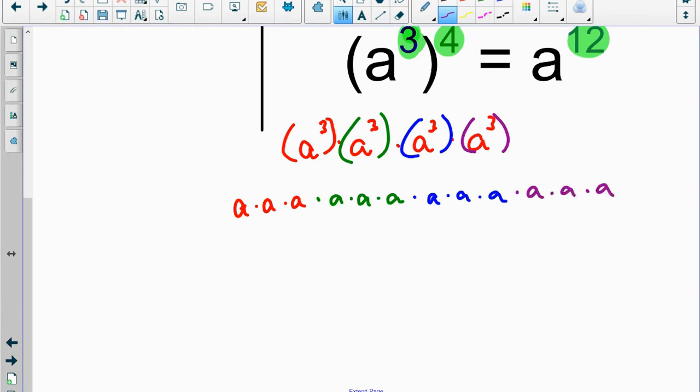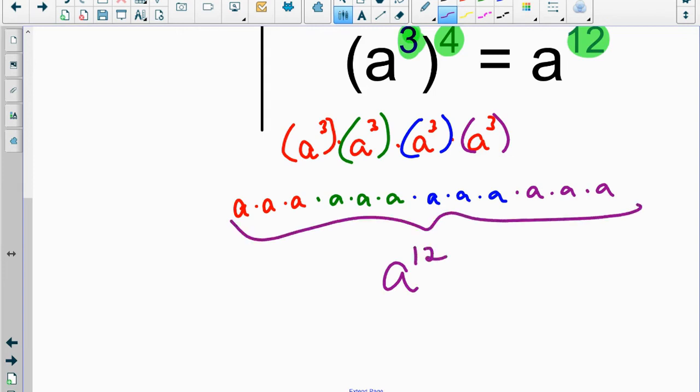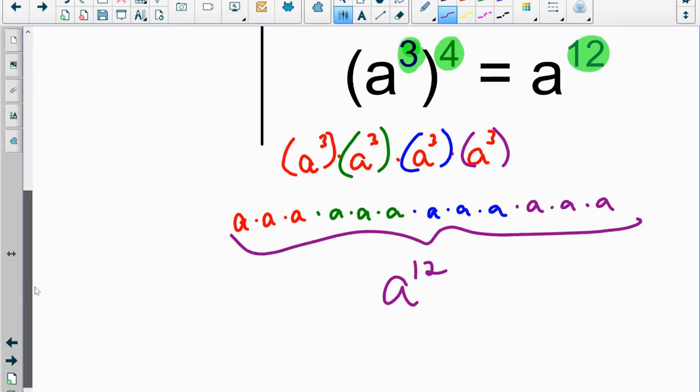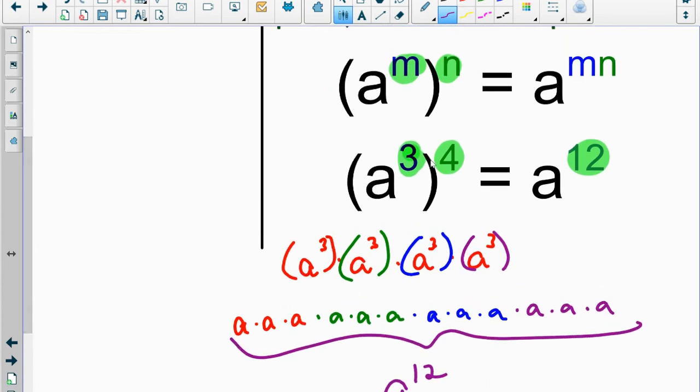So in the grand scheme of things, I had 4 groups, and in each group it was a times a times a. So altogether it's a to the 12th power because there were 12 of the a's being multiplied together. So that is the exact reason why this power of a power property allows us to just multiply the exponent. So just think of it this way. If there's two exponents right next to each other like that, just multiply them like you would any other number separated by parentheses.